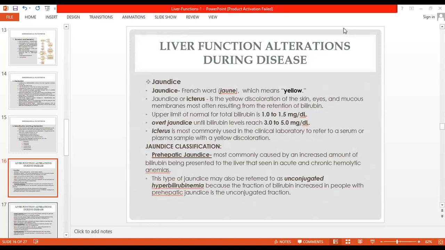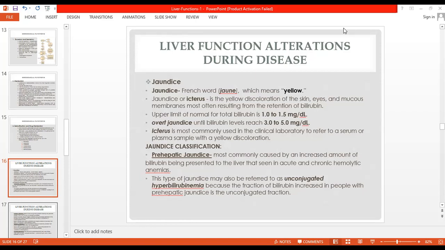Prehepatic and posthepatic jaundice, as the names imply, are caused by abnormalities outside the liver, either before, as in prehepatic, or after, as in posthepatic. In these conditions, liver function is normal or it may be functioning at a maximum to compensate for abnormalities occurring elsewhere. This is not the case with hepatic jaundice, where the jaundice is due to a problem with the liver itself, an intrinsic liver defect or disease.